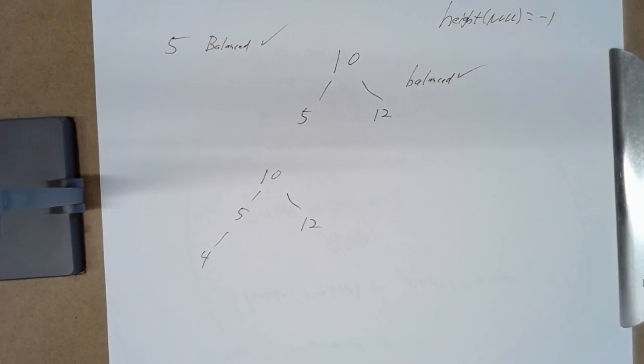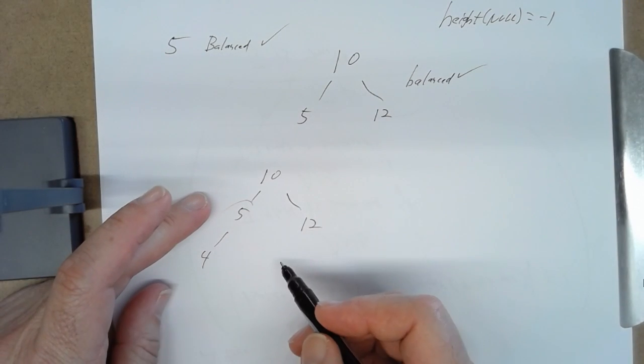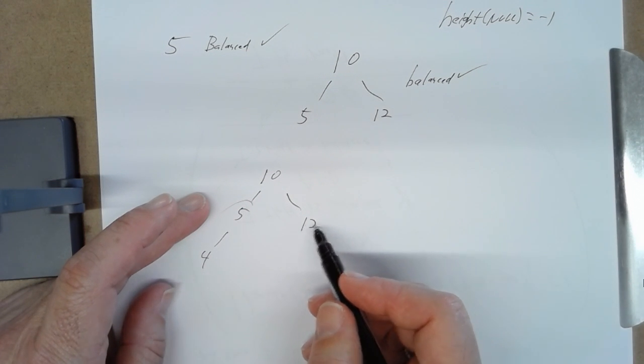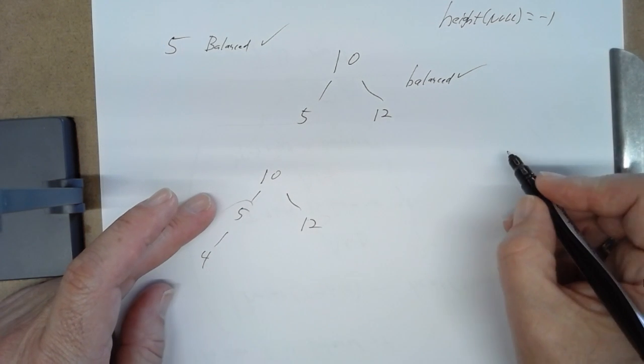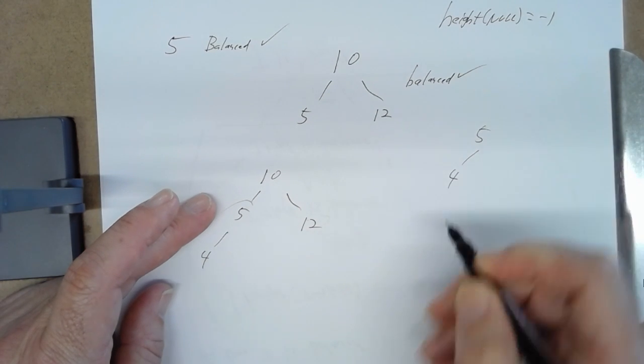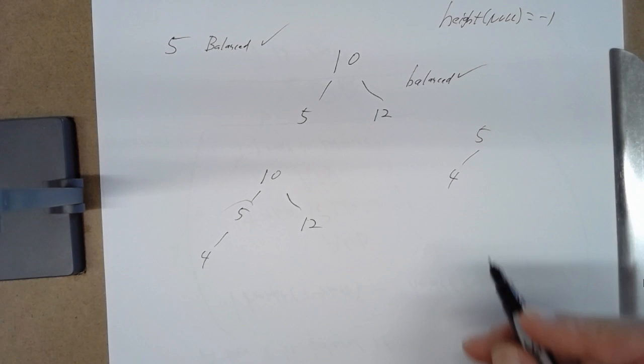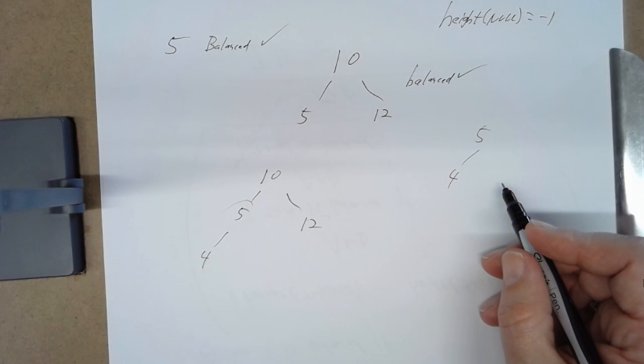What about that? I was not balanced. So this tree has a height of 1, this has a height of 0. So the heights are close. 12 is balanced, but is this balanced? Yes, because this has height 0, this has height -1, so they're close.